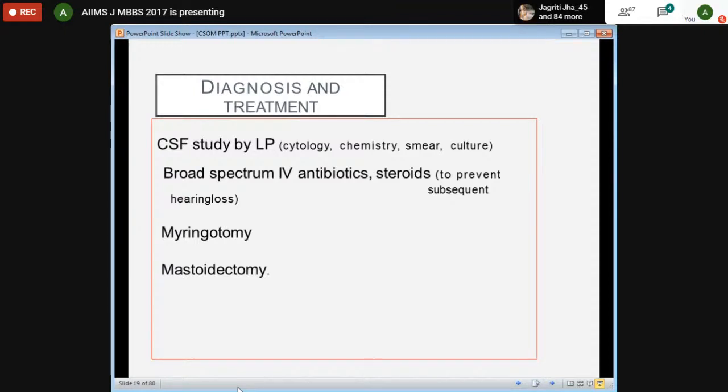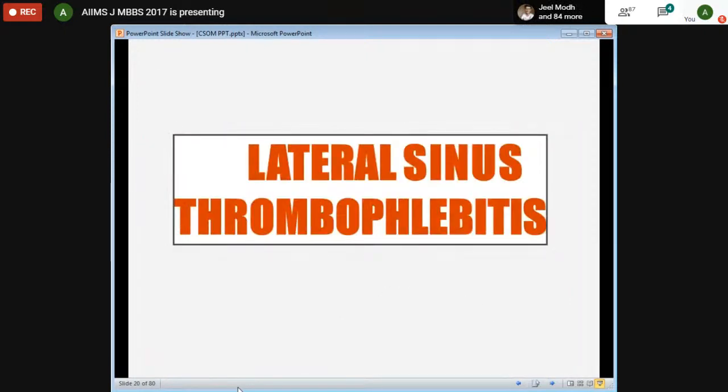And in case of chronic or prolonged infection, if the mastoid is involved, we may need to do the mastoidectomy. These are regarding the meningitis. Then there is lateral sinus thrombophlebitis, lateral sigmoid sinus. The sigmoid sinus is posterior, presenting in the mastoid region.